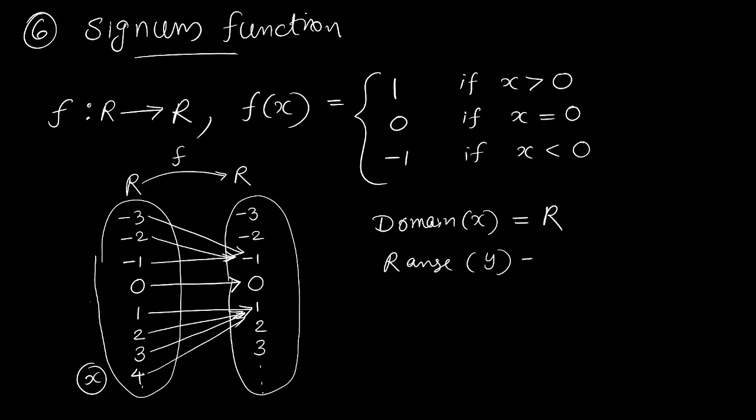Range is the arrows ending on which number. Values of y is range. Y will be the elements at which the arrows end. Arrows ending on -1, 0 and 1. Other numbers will not be in the range. The range is -1, 0 and 1.